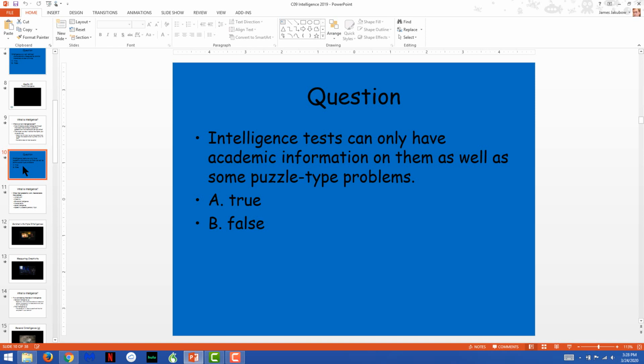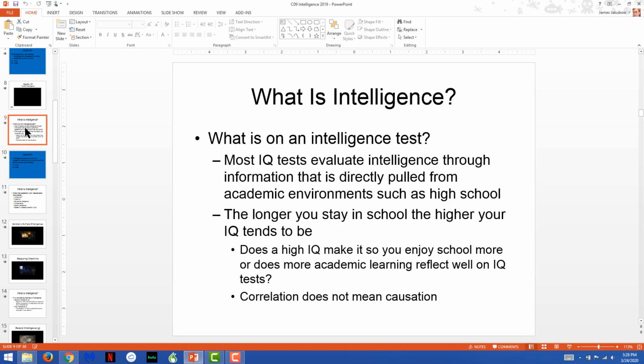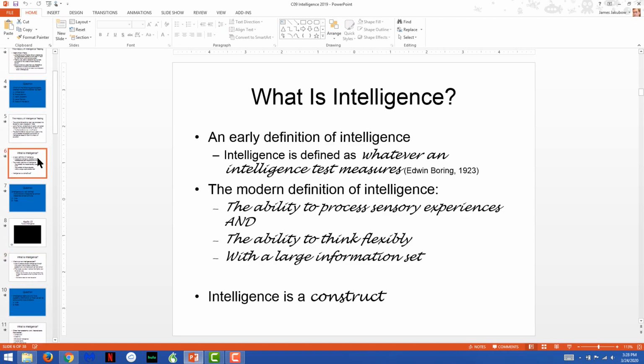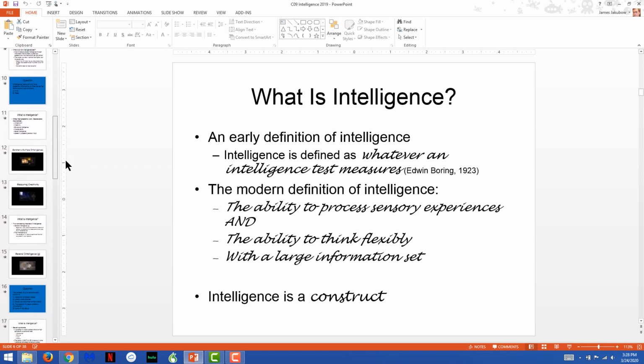Okay, and the correct answer is false. It does sound very much like what I was just saying from the previous slide. Intelligence tests have mostly information from high school, and that absolutely is true. However, we were also discussing the issues about how to define intelligence back here a couple of slides before that, and that's still an issue currently.